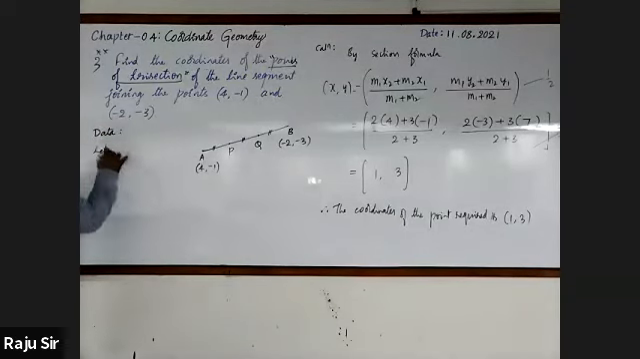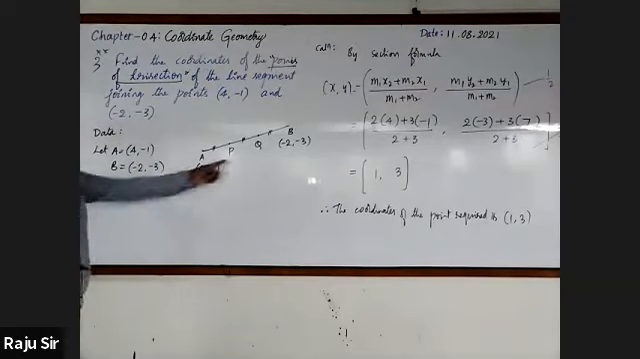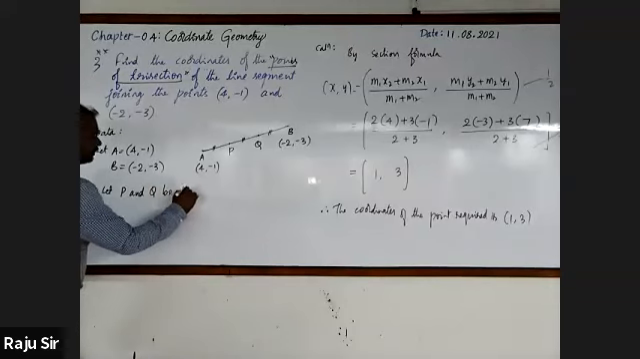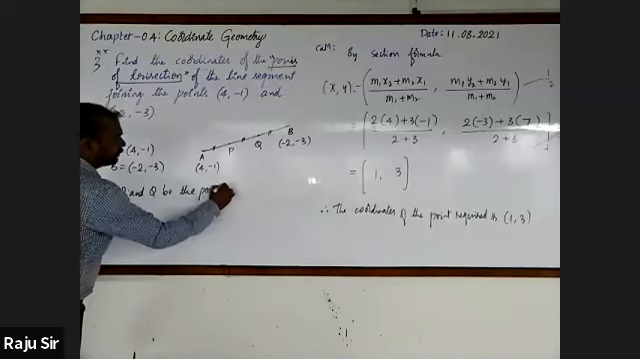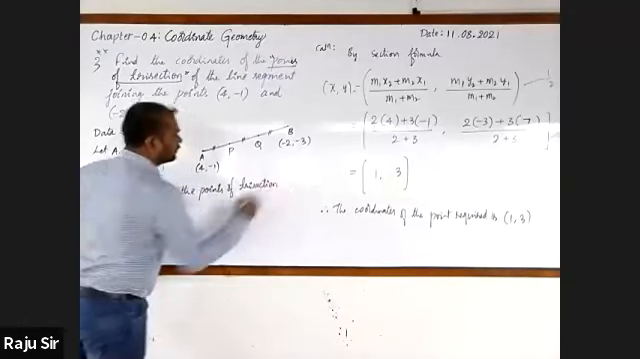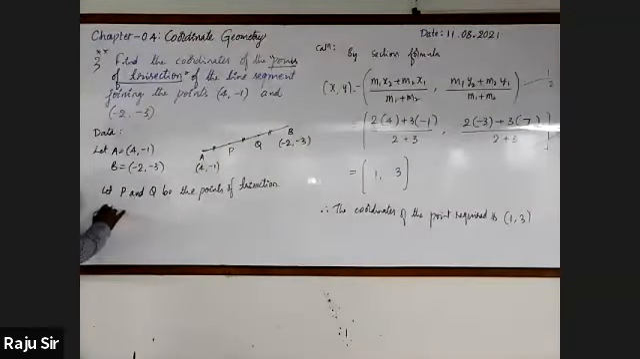We have assumed that points as A and B. Let A equal to (4, -1) and B equal to (-2, -3). Without fail, you have to write this. Let P and Q be the points of trisection. Here, AP is equal to PQ equal to QB.